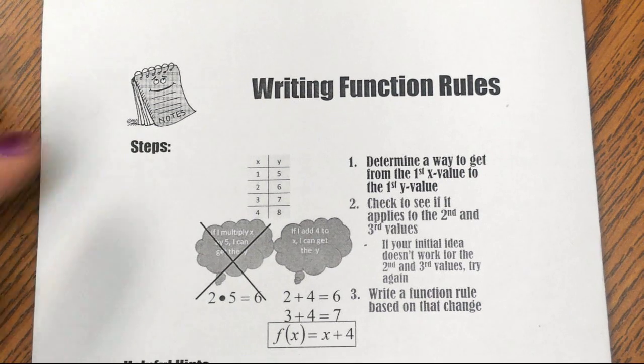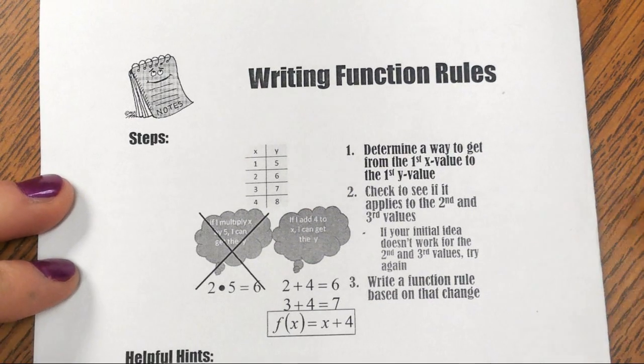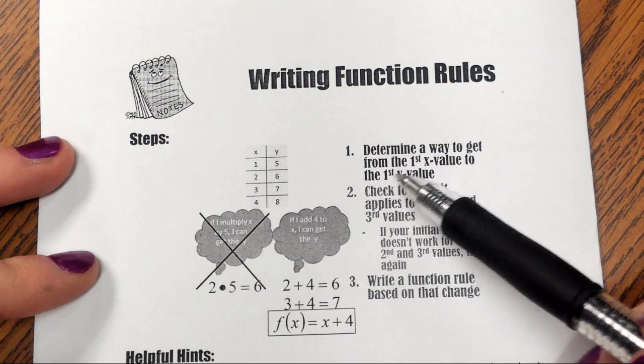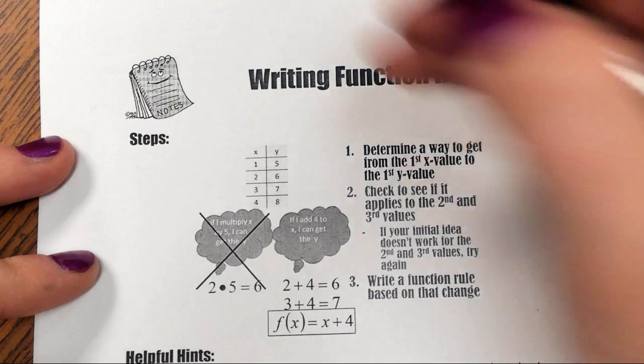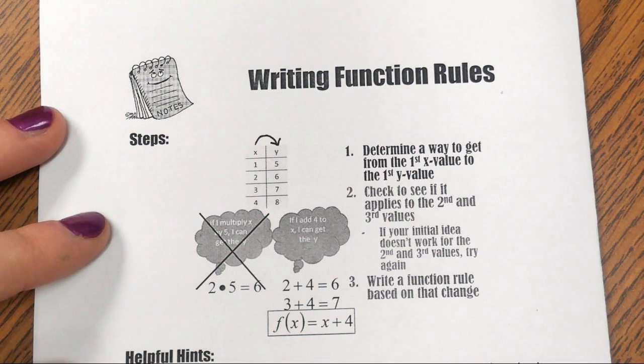In tonight's video, we're going to talk about how to write and apply function rules. So in order to write function rules, we have a couple of steps. Step number 1 is determine a way to get from the first x value to the first y value. So in our charts, we're looking at how to get from x to y.